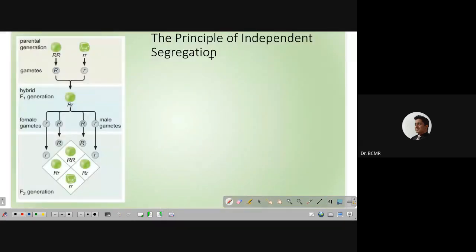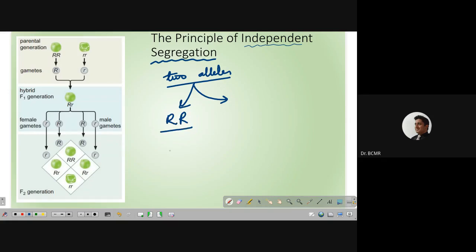So this is about the principle of independent segregation. What you must remember is, try to understand the essence of independent segregation. It is about the alleles. Each trait is coded by two alleles, right? And those two alleles could be homozygous or heterozygous. Homozygous is something like RR, or for example, small r, small r. Heterozygous is capital R, small r.